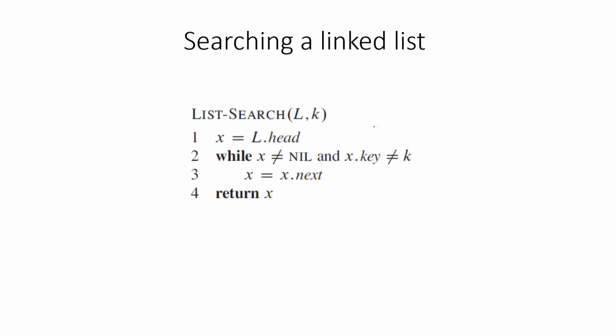And here is the example of searching a linked list. As you can see, let's say that we have a linked list L, and we want to find the node with data of K. Initially we say that X equals the head of the linked list, and we create a while loop that will run until our current node is equal to K. If it is equal, our while loop breaks and we just return the X node when we find it.